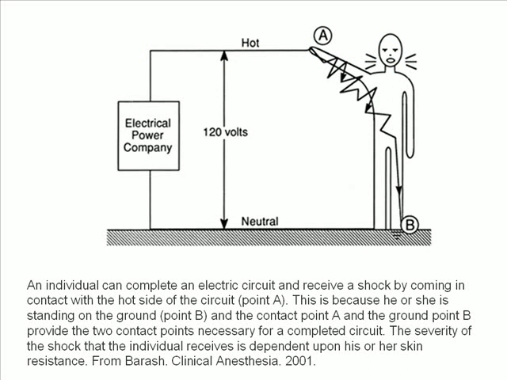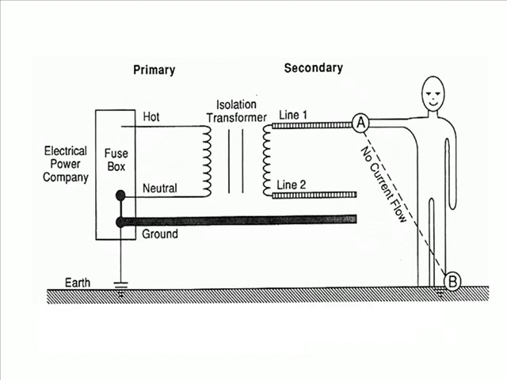Just to go back to emphasize this point, in a conventional circuit, an individual can complete an electrical circuit and receive a shock by coming in contact with the hot side of the circuit at point A, and this is because he or she is standing on the ground, and the contact point A and the ground point B provide two contact points necessary for a completed circuit. And the shock that you get will depend on the resistance in the pathway going through the patient's heart.